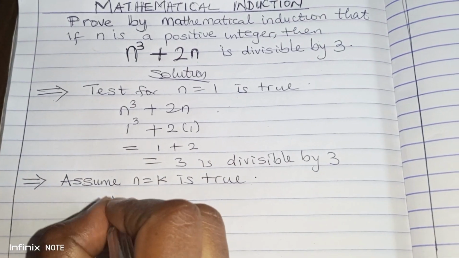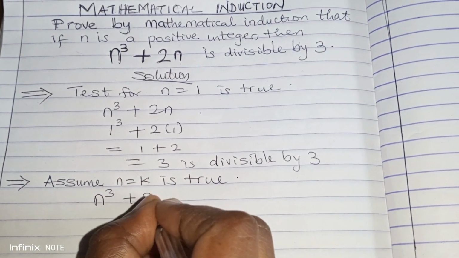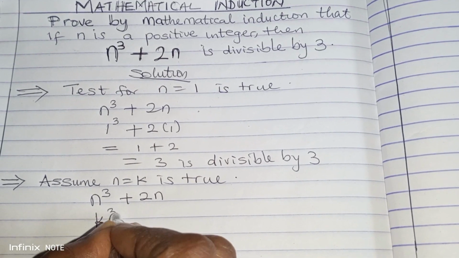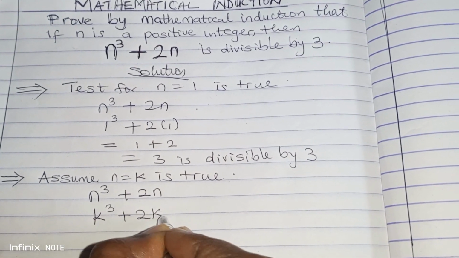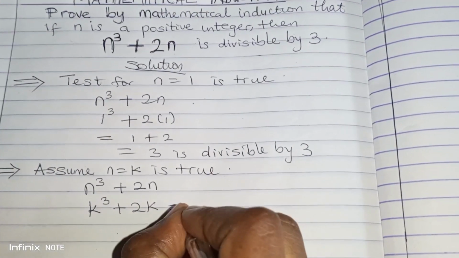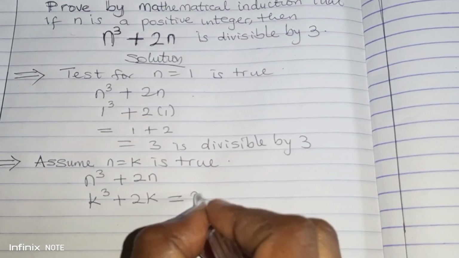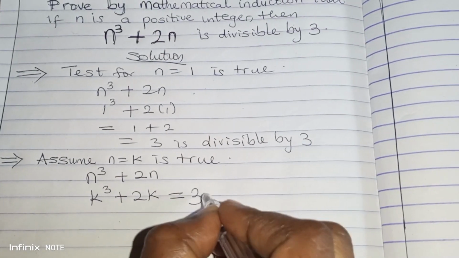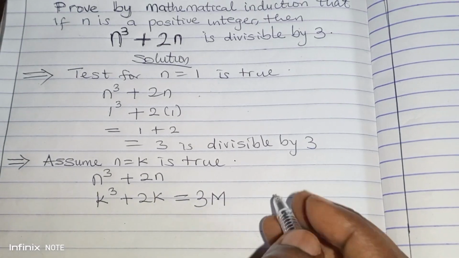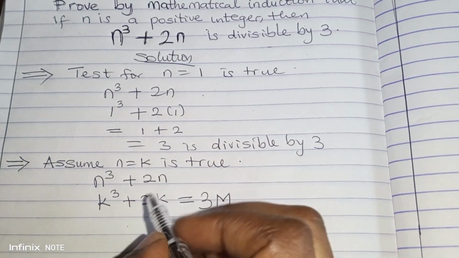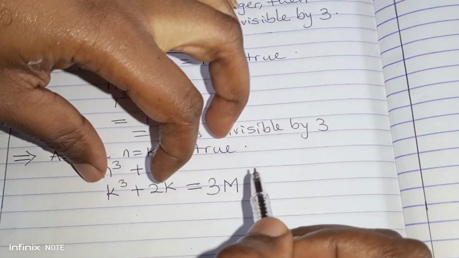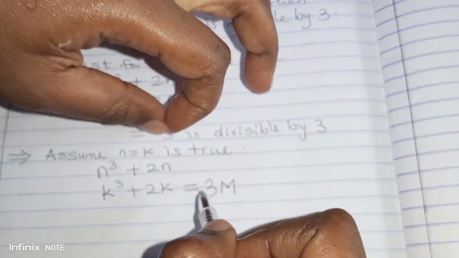So this means anywhere I see n, I am putting k there. So I have k cubed plus 2k. And you can see we are assuming that this is true. So for it to be true, we have to equate it to be equal to 3 multiplied by any alphabet. Let's take m. So 3m implies that any number gotten from this expression, k cubed plus 2k, is divisible by 3.